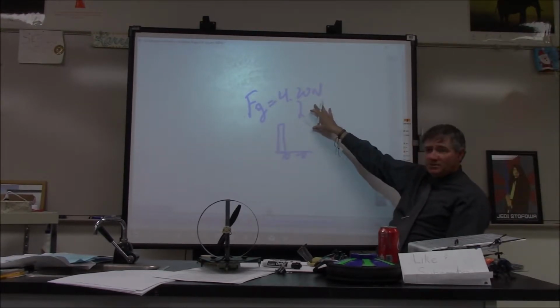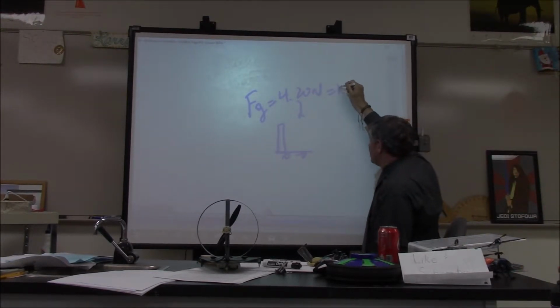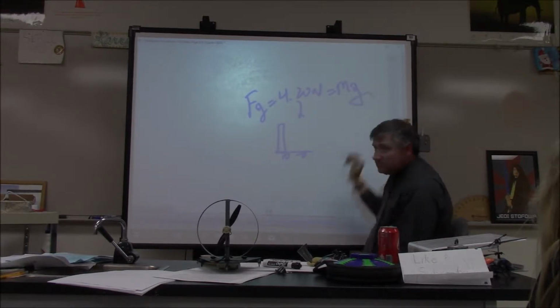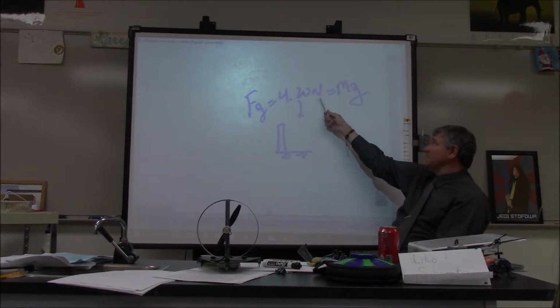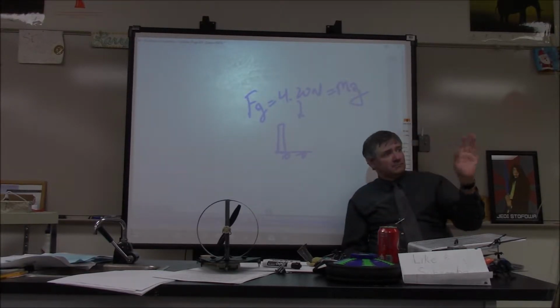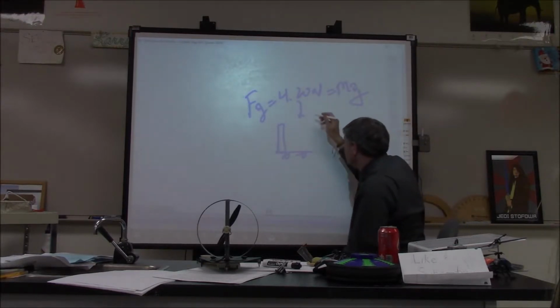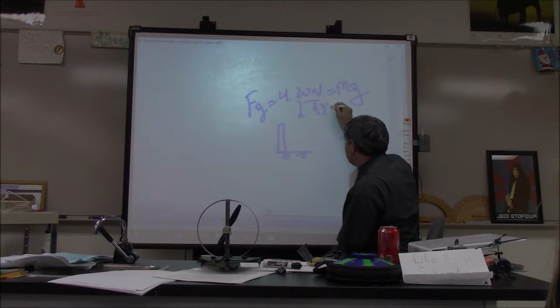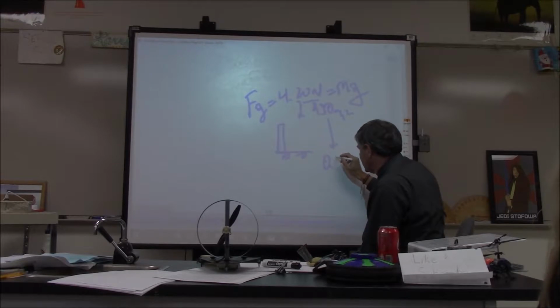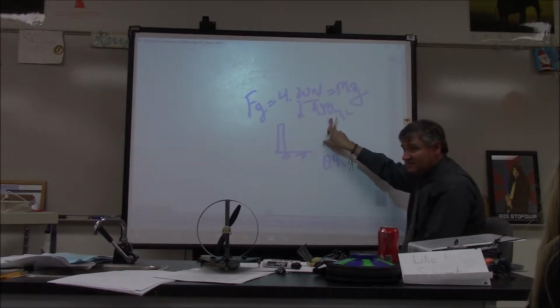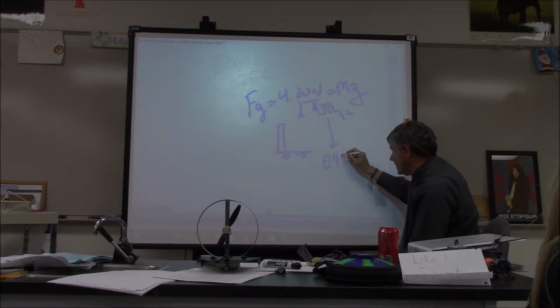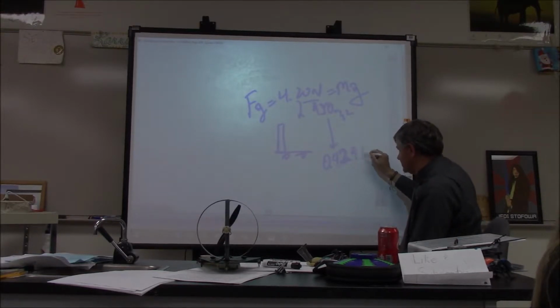So if I take the 4.20 newtons, which is equal to my Fg, which is also equal to mg, and g is my gravitational acceleration, I can divide by g and get my mass. So somebody take 4.2 newtons and divide that by 9.80 meters per second squared. 0.43. What'd you get? 0.43. Exactly? Well, it's rounded. No, because I got three significant digits here. 0.429 kilograms.